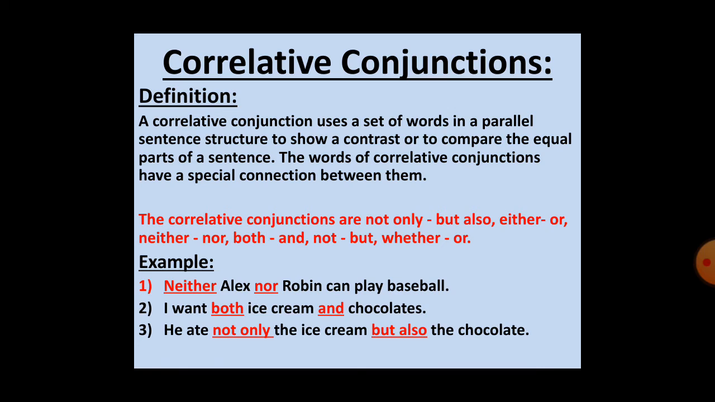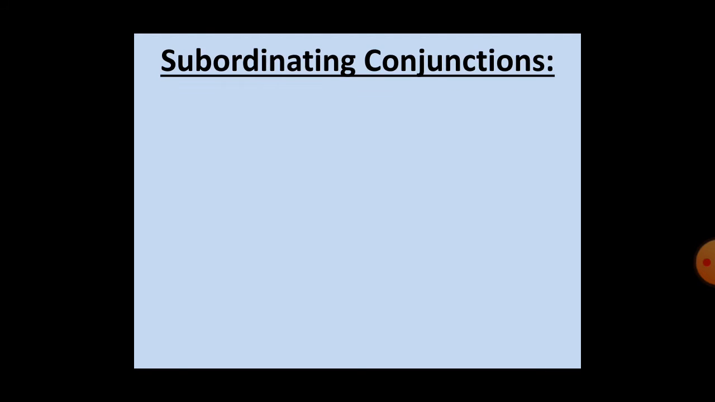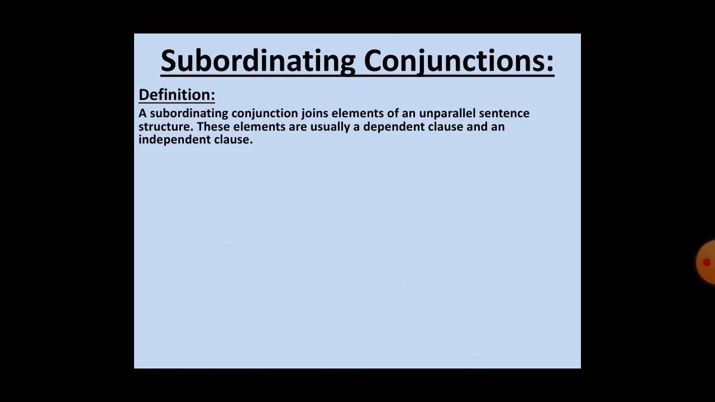Okay students, so here come our subordinating conjunctions. So what is a subordinating conjunction? It is a conjunction in which we join or connect two different categories of sentence together.